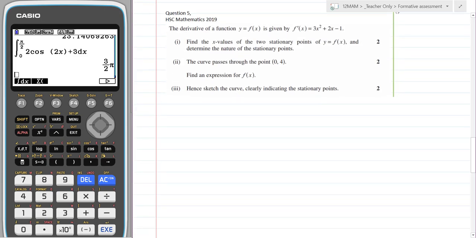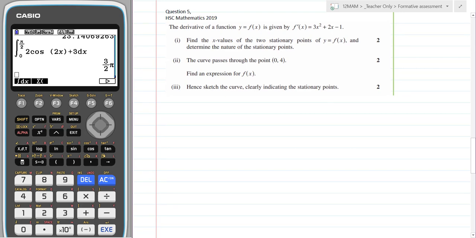Question 5. The derivative of the function y equals f of x is given by that. So you've got the derivative function. Find the x value of the 2 stationary points for that function and determine the nature of the stationary points. 2 marks again. Don't fall into the trap of thinking you have to derive. They have derived. Just need to say for part 1, f dash of x equals 3x squared minus 2x minus 1, which equals 0. Again, I told you could rely on technology if you wanted to.